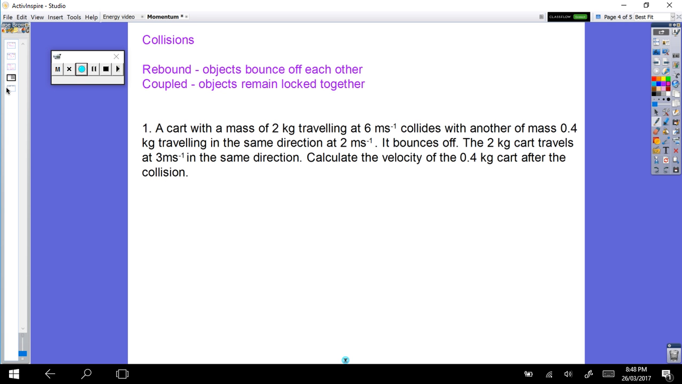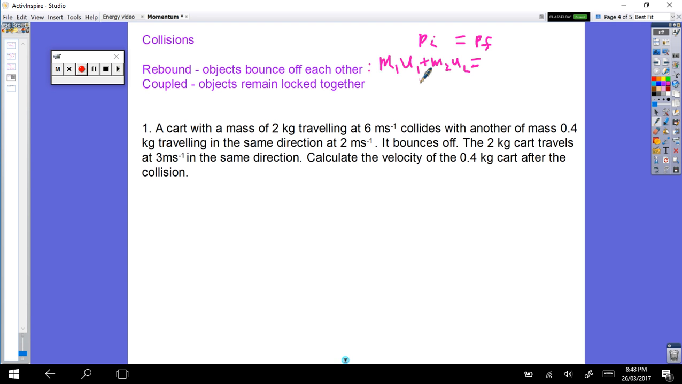So, if you've got a rebound, then the momentum equation that you're going to use is kind of similar to the previous one. You've got two things originally, so this is our initial velocity. We have two objects, and you can have as many objects as you want. You could have 10 objects all colliding, that's fine. So you'd have m1 u1 plus m2 u2, and if you had more, plus m3 u3, and so on.